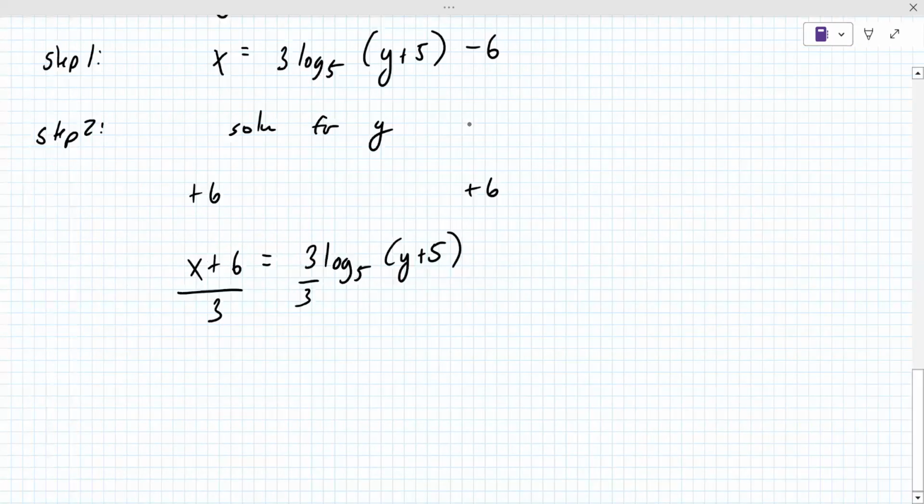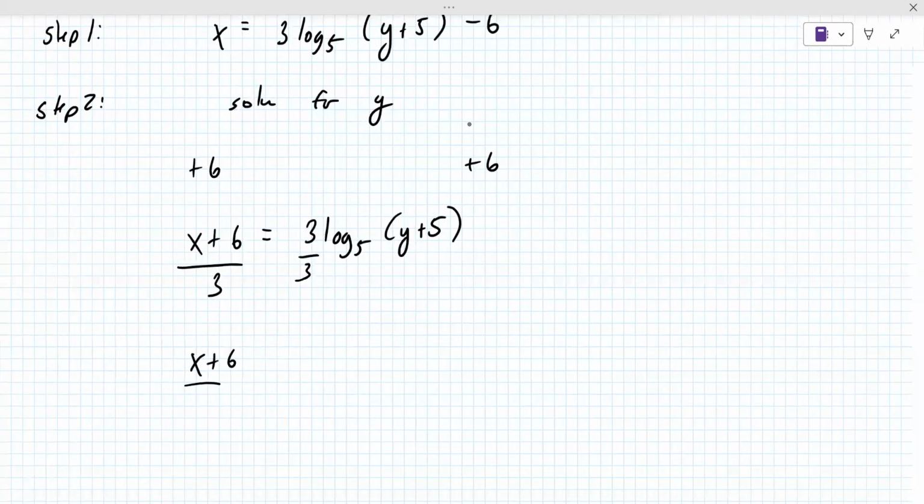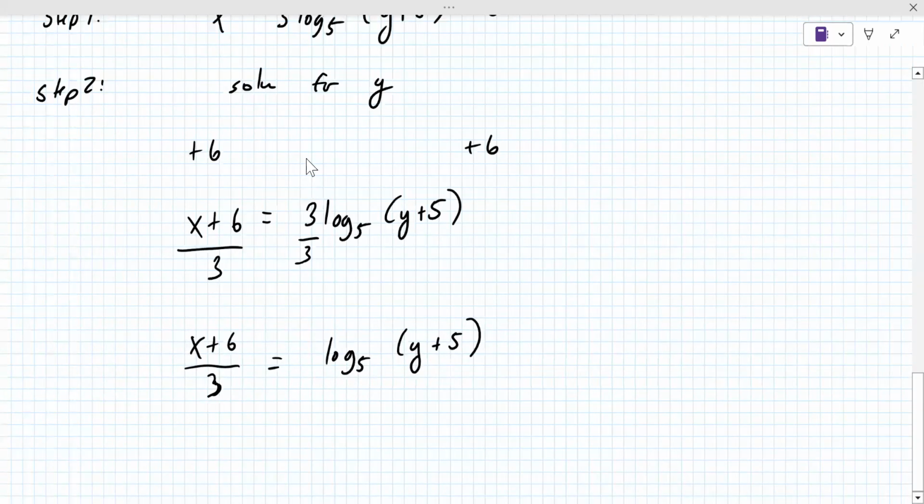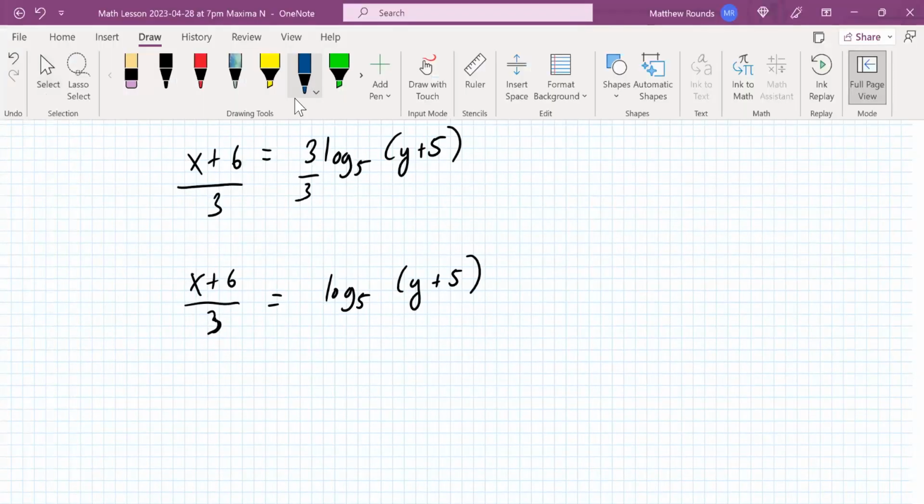All right. And then from here, this is where I want to ask you a question, to see where you're at in this part of the course. Do you remember how to undo a logarithm, specifically a log base 5? I don't. Okay, so it's a little bit odd, a little wonky.